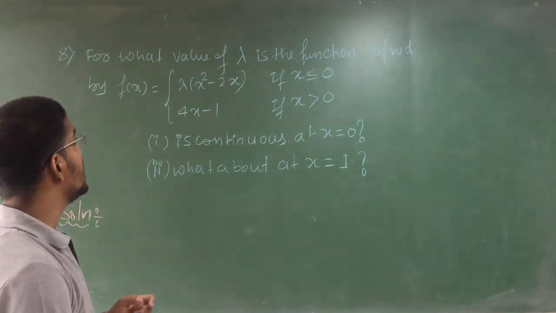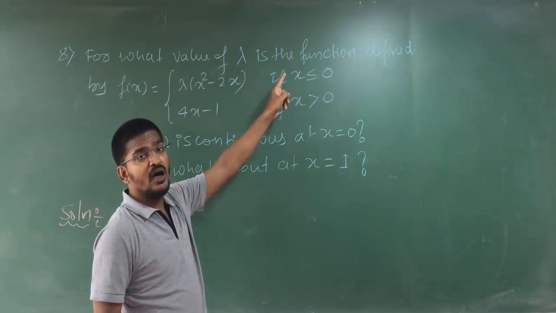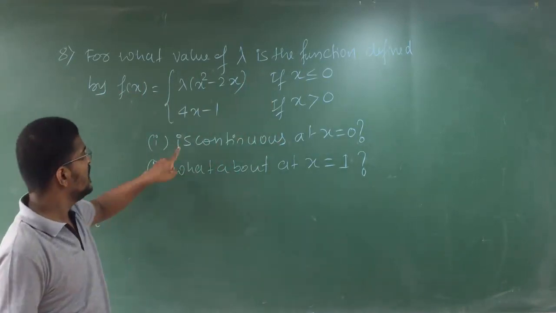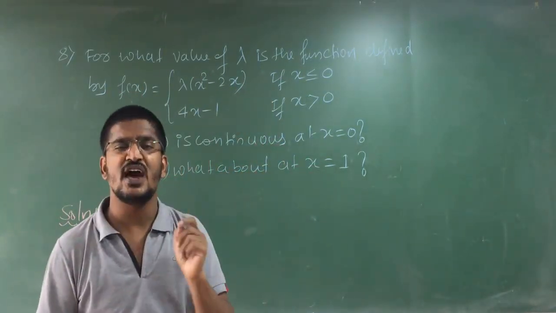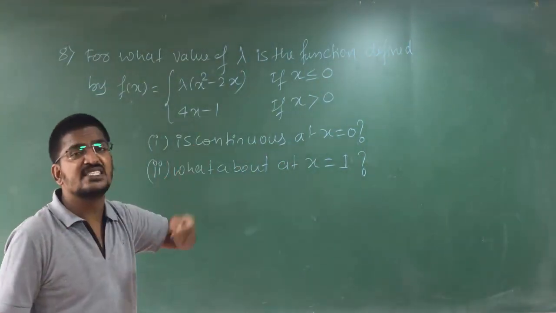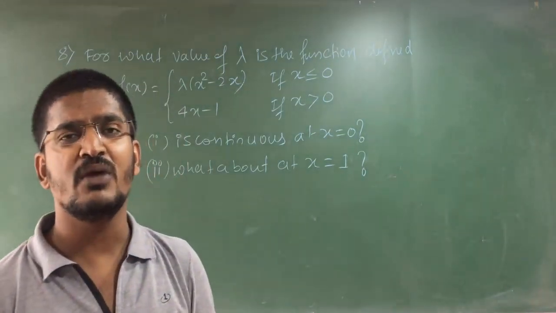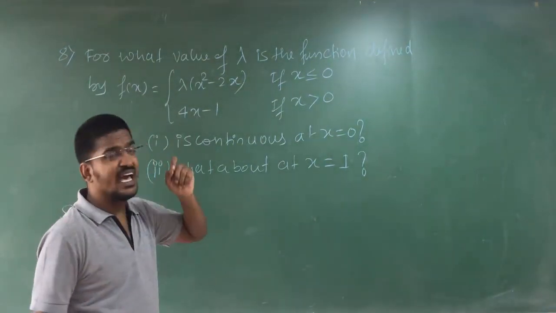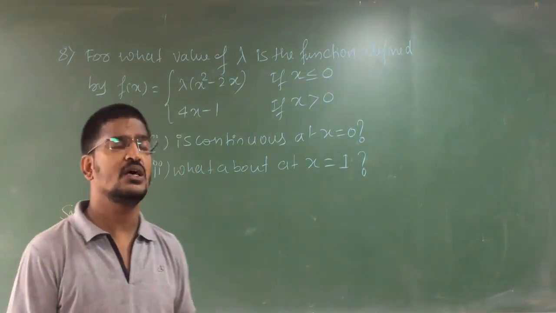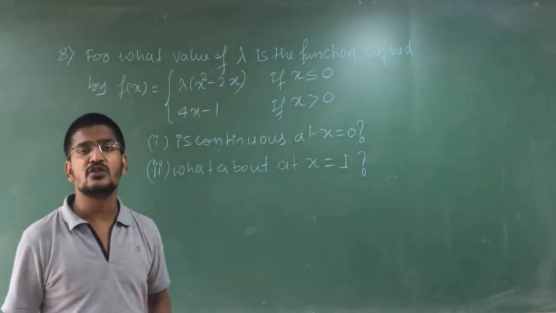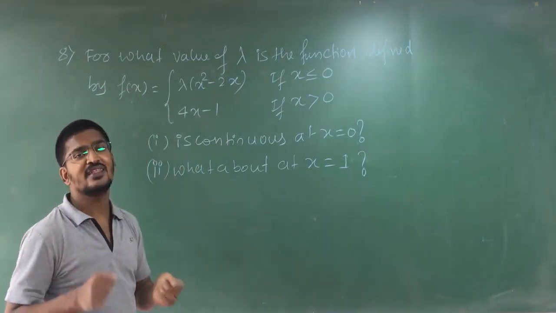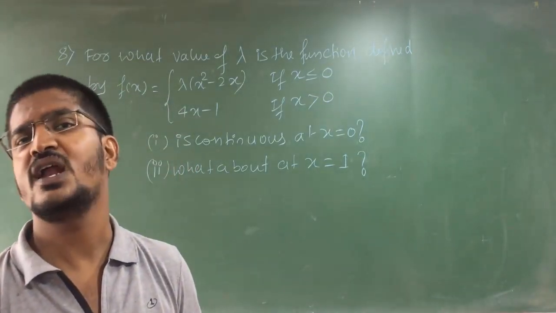But here, for what value of lambda the function defined by f of x equal to this is continuous at x equal to 0, they are asking. That means first thing is, is it continuous at x equal to 0? That you have to solve. Are you getting my point? That means if it is continuous at x equal to 0, then you can find the value of lambda. Again, what about x equal to 1? Suppose if it is continuous at x equal to 1, then what are the values of lambda? Are you getting my point, students?